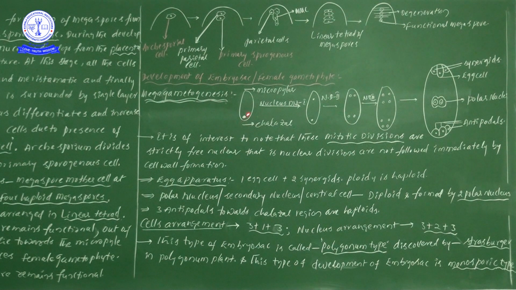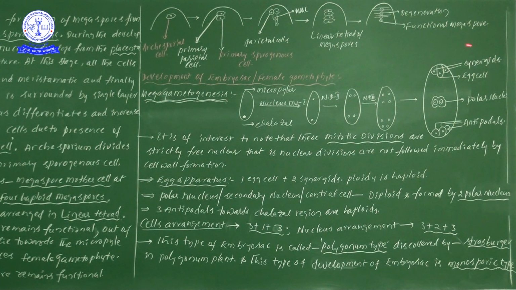Now the functional megaspore undergoes free nuclear division 1. Here two nuclei are there, not cells, only nuclei. When this functional megaspore divides, the two nuclei move towards opposite poles, the micropylar region and the chalazal region. Next, nuclear division 2: now there are two nuclei at each pole. Next, nuclear division 3: totally four nuclei here and four nuclei there. Listen carefully: out of four cells, three together are involved in the development of the egg apparatus.